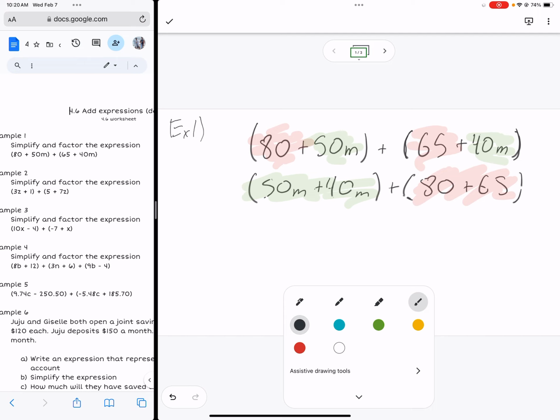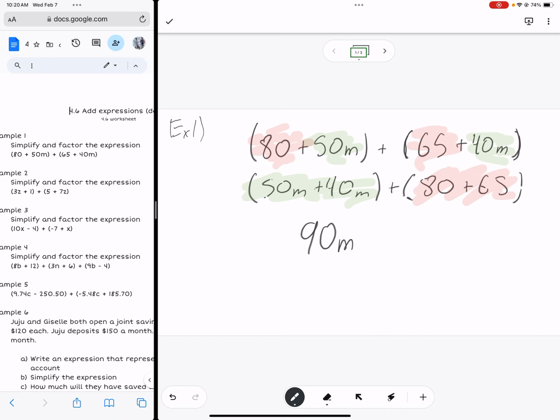When we combine like terms, let's go with Anthony. When we combine like terms, what do we get? 50 plus 40 is 90m plus 145. That's correct. And we don't need parentheses.